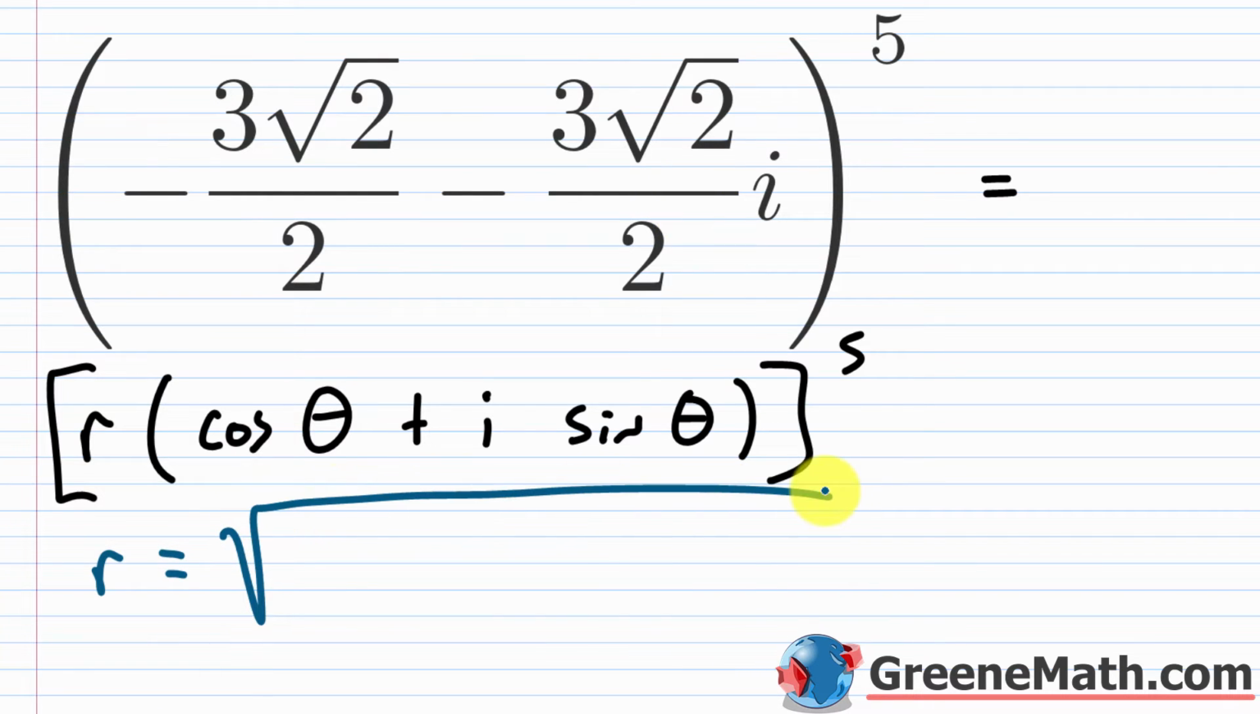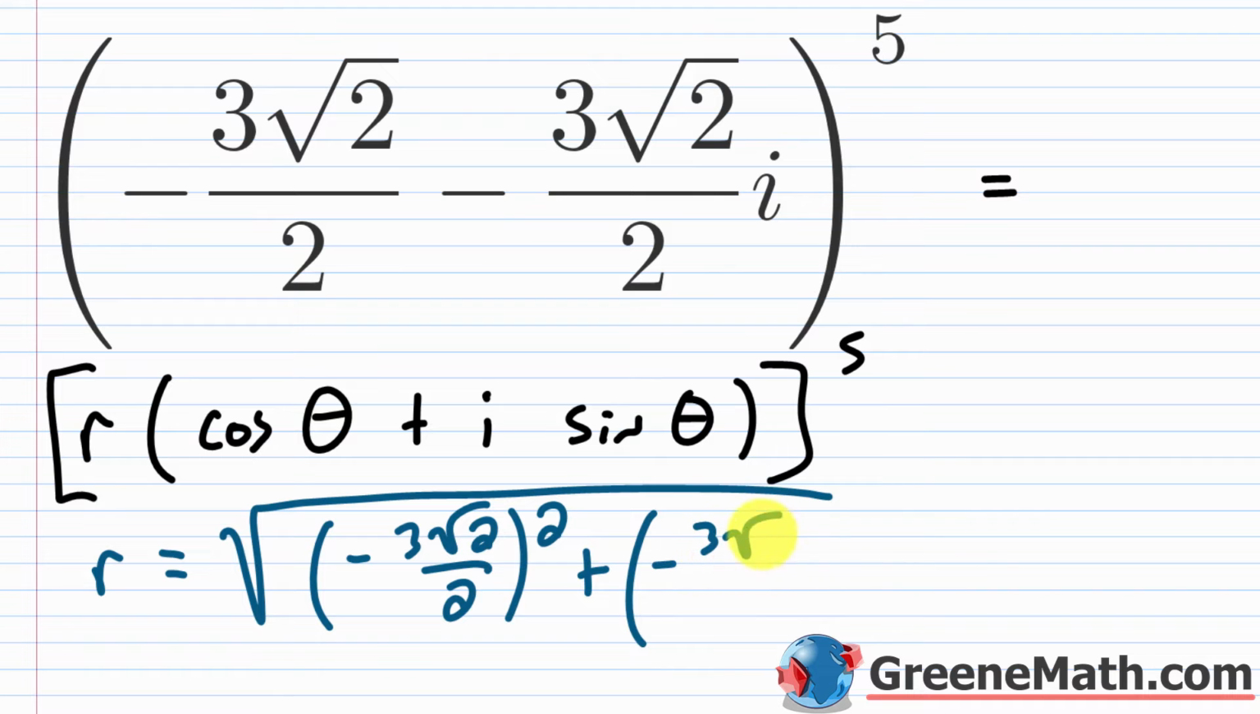So this is the square root of, you take the real part. So this is negative 3 times square root of 2 over 2. And you're going to square that, and then plus. The imaginary part here is exactly the same. So negative 3 times square root of 2 over 2, and that's going to be squared.